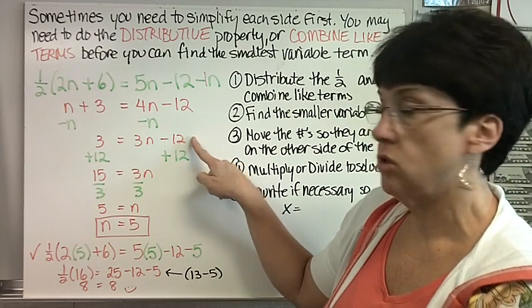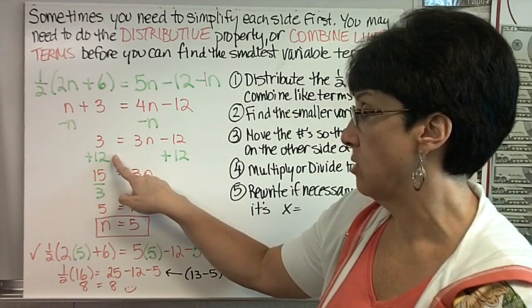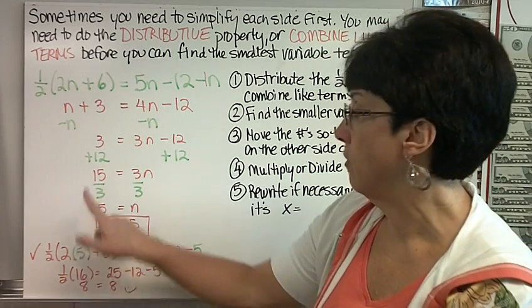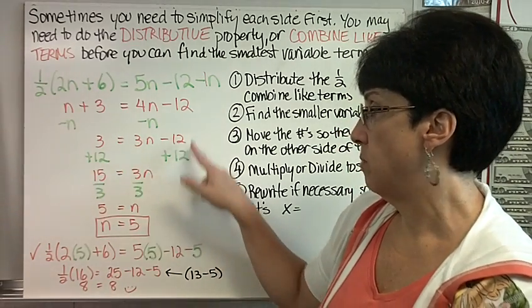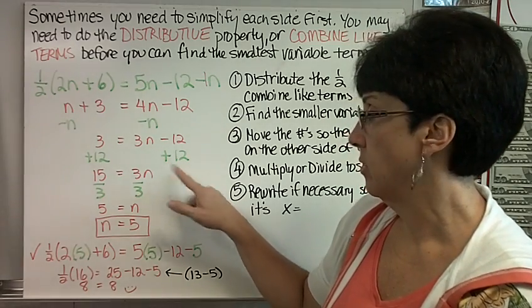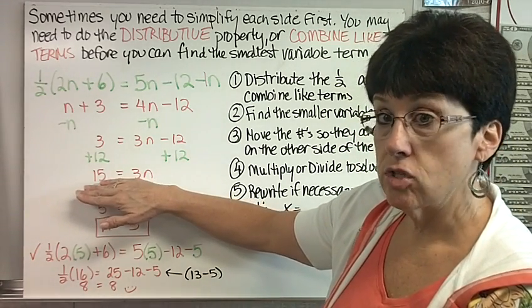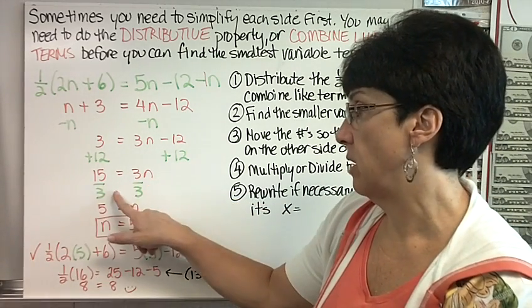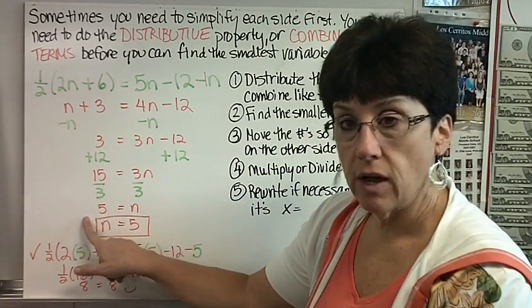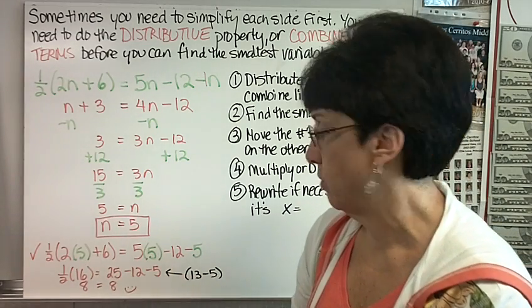This is a negative 12, so the opposite of that would be add 12 on both sides of the equal sign. Now 3 plus 12 is 15, and I just carry the 3n down, and negative 12 plus 12 is 0. So now I have 15 equals 3 times n. Inverse of multiply by 3 is divide by 3. So I divide by 3 on both sides, and I get 5 equals n. And once again, I would like you to rewrite it so the n is first.